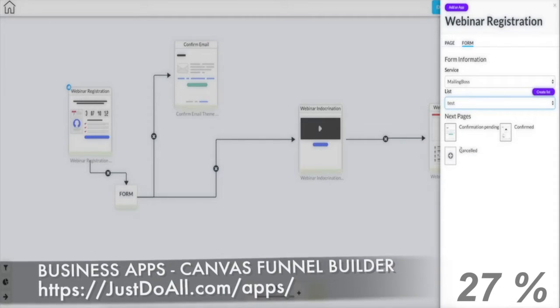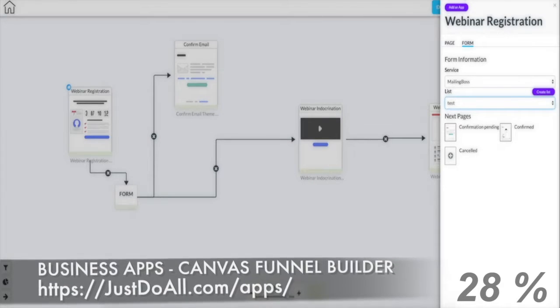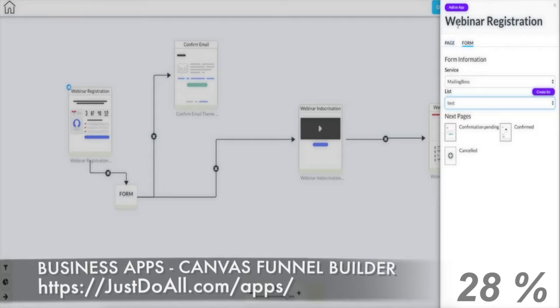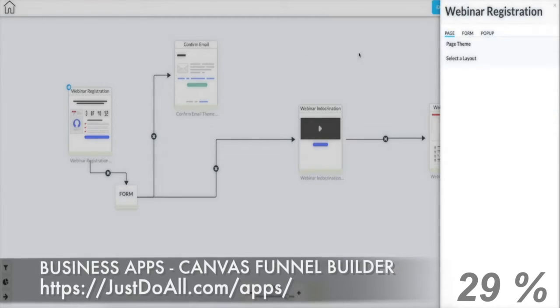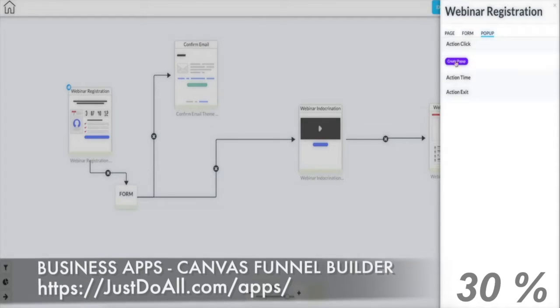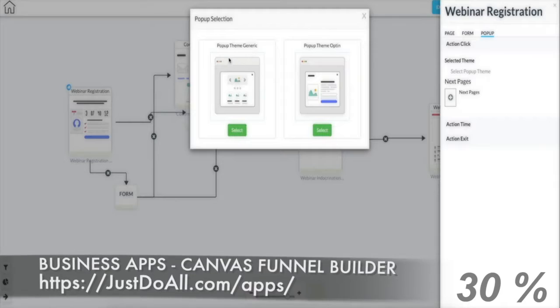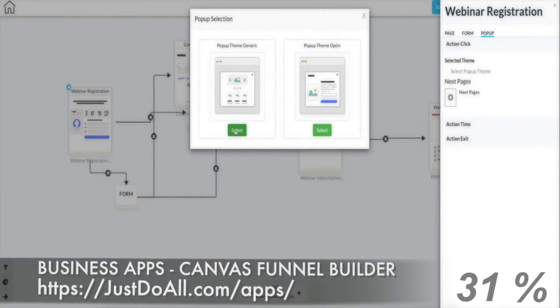But if you were to want them to go to a page after the user would be canceled, you would select that page right here. Okay, and then also for pages such as this one, you can add a pop-up. And if I create a pop-up, we get to select one of the themes for the pop-up here. If I select Create Pop-up, we have 2 themes, the generic and the opt-in. I'll just select the generic.